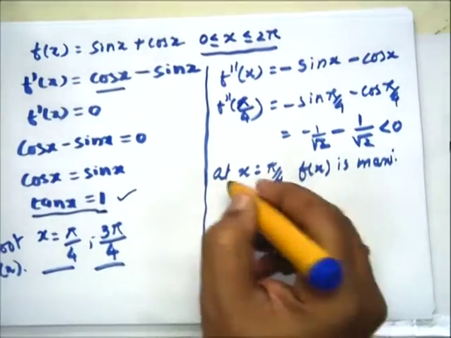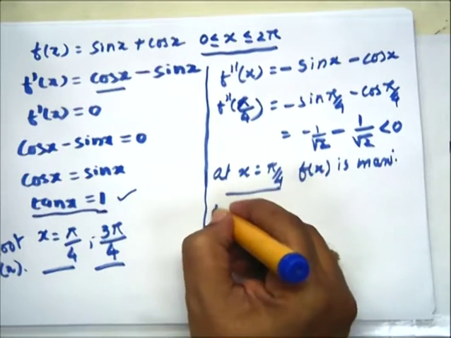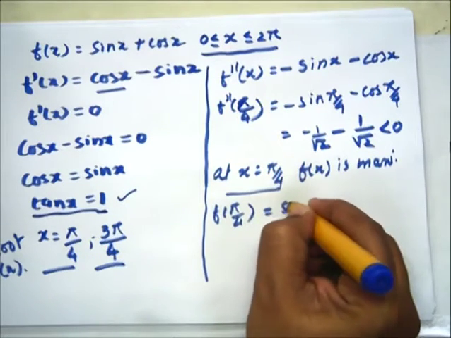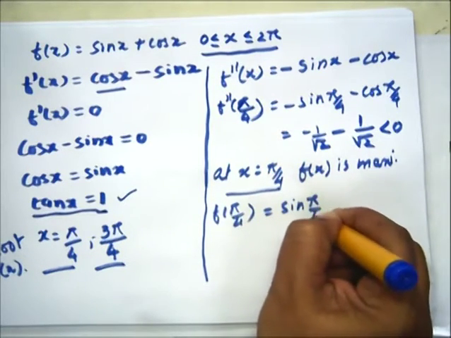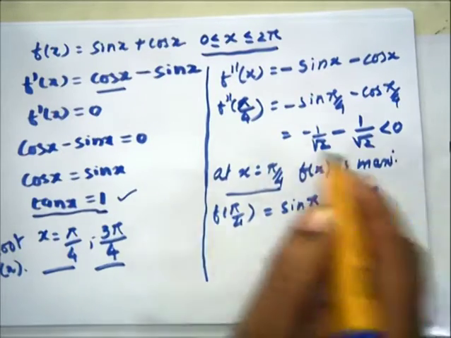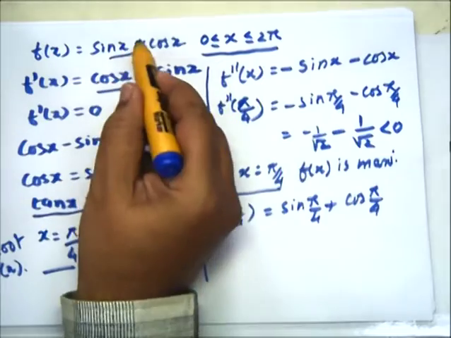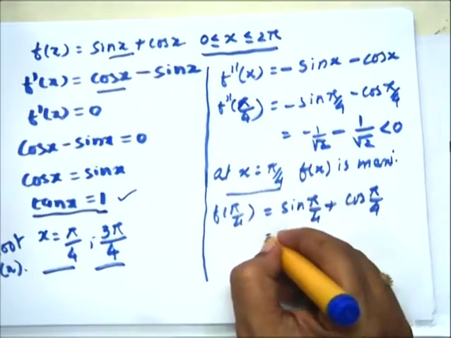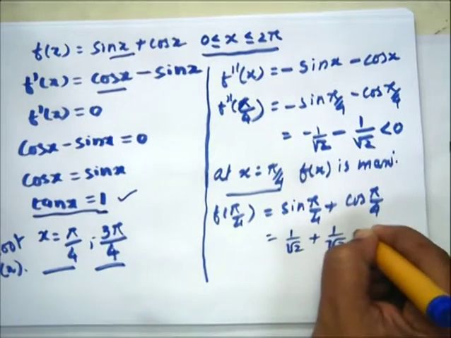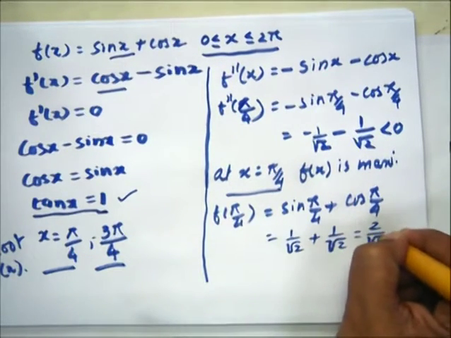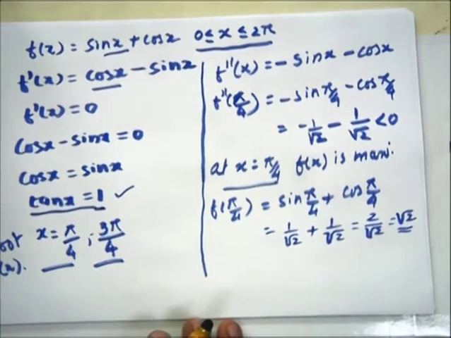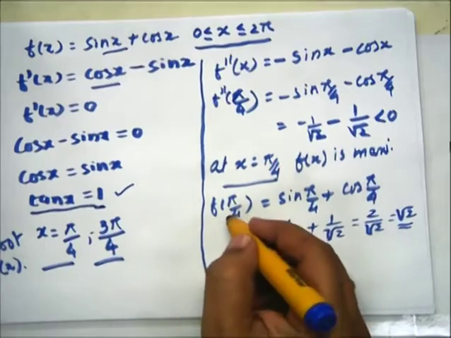What maximum value it will obtain: f of pi by 4 is sine pi by 4 plus cos pi by 4. So what exactly are we doing? We put x is equal to pi by 4 in the given function, that is 1 upon root 2 plus 1 upon root 2. So it is 2 by root 2, which is root 2. So this is the maximum value of the function at x is equal to pi by 4.